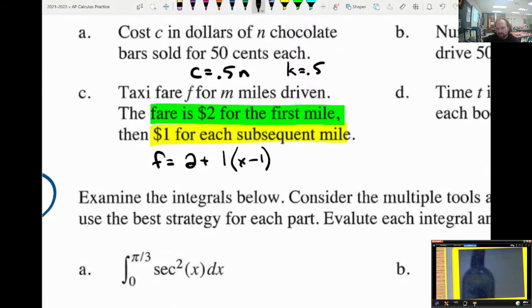But the problem here is that this is a linear equation. It's the y-intercept that does it. The y-intercept makes this not proportional. Proportional equations only have the multiplier, no plus at all on there.